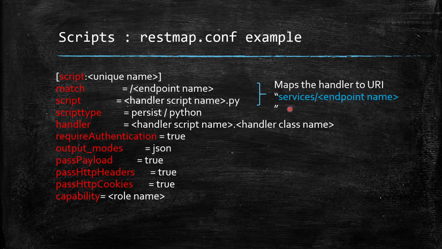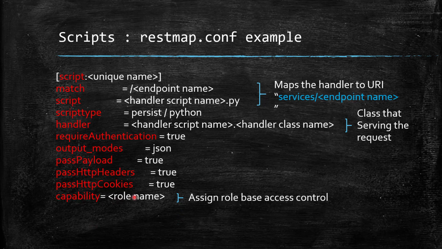And if you see it over here, for the script based handler, the endpoint will be something like services slash the endpoint name. For EAI based, it was slash the handler name as well, but for script based, this will become the endpoint name over here. And this handler name will become the class that's serving that particular request, and this capability will be handled by this capability setting. That's role-based access control over here.